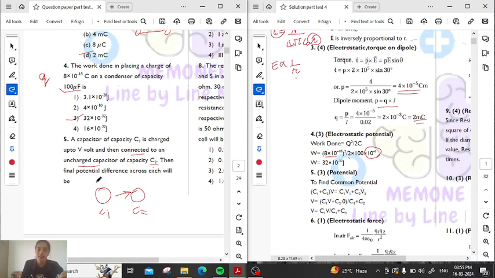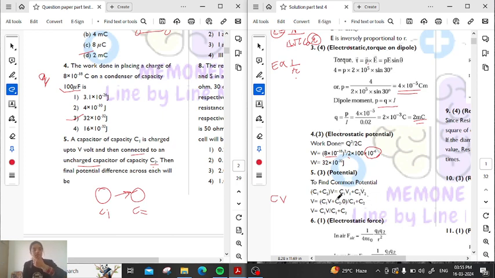Now what happens? Then find the potential difference across each. Now we need to find the potential difference between these. So again, it is a question from the potential. How can we find this? To find this common potential, we can directly apply that, because it is in combination now. We know that the charge is given by CV. So C1 plus C2 times V is equal to C1 V1 plus C2 V2.